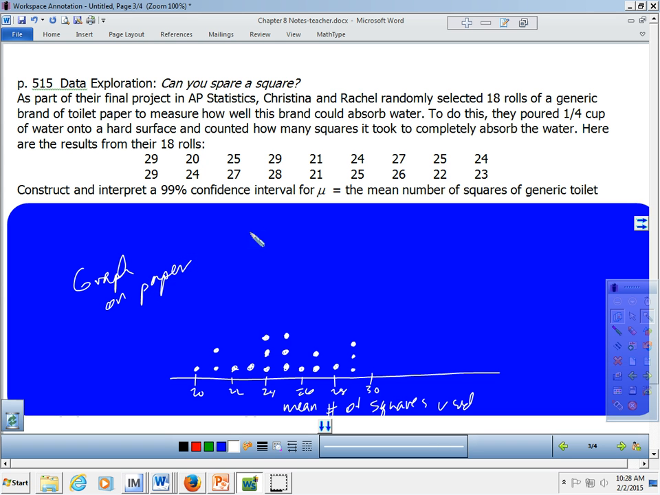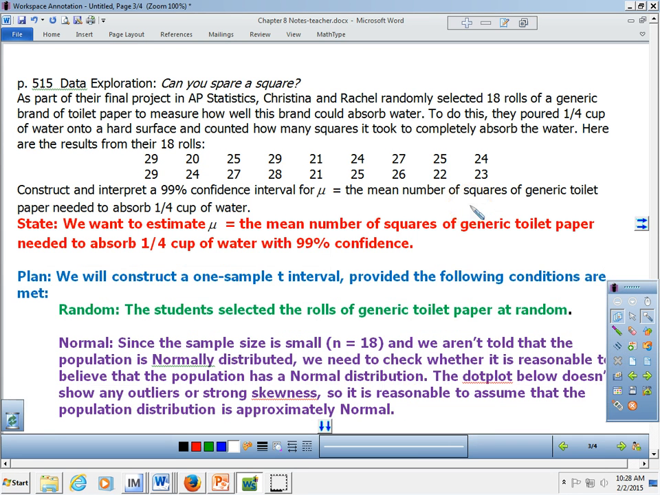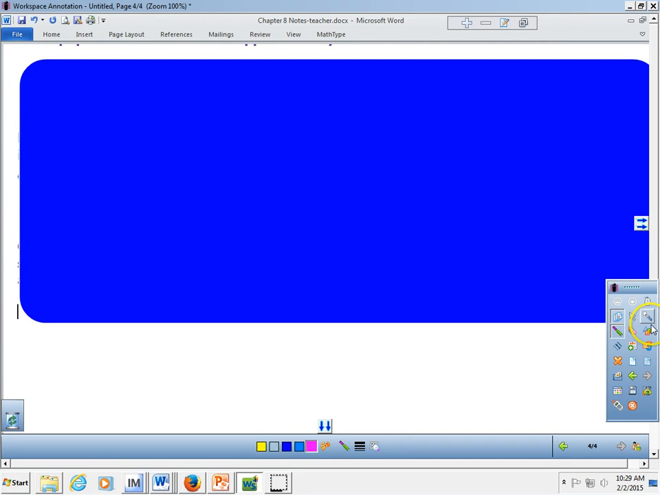All right? But once you did, you could talk about the normal condition now, right? And so you have this dot plot in there. What you could say is the dot plot shown here doesn't show any outliers or strong skewness, so it's reasonable to assume that the population distribution is approximately normal. Make sure that you tie this to the population distribution, okay? Because our sample size is small, we need the population distribution to be approximately normal. All right? Good. That normal condition has been satisfied, and so now we can keep going.